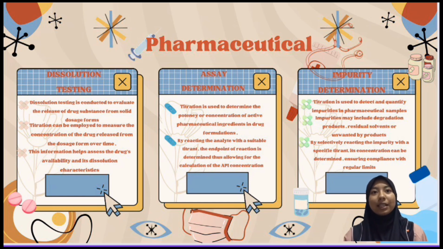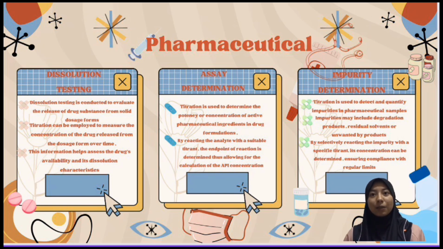Next, we have assay determination. Titration is used to determine the potency or concentration of the active pharmaceutical ingredient in a drug formulation. By reacting the analyte with a suitable titrant, the endpoint of the reaction is determined, thus allowing for the calculation of the API concentration.